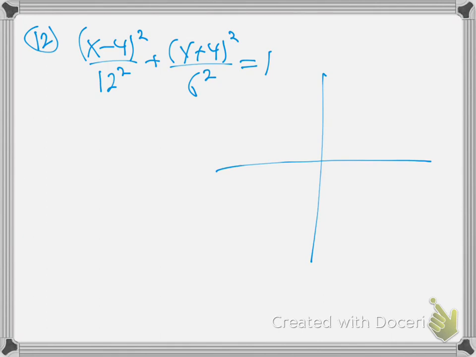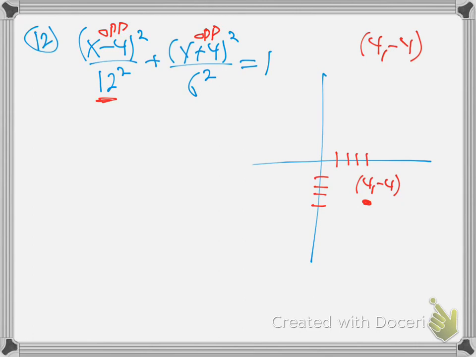what's the center of this graph? Yeah, remember the center is always opposite for all these graphs, right? So the center is going to be positive 4, negative 4, isn't it? Opposite. So positive 4, negative 4, right there. That's the center. And then where do we go from there? Well, whatever's underneath x is always right, left. So that means you go right 12, left 12, and find a couple of dots.